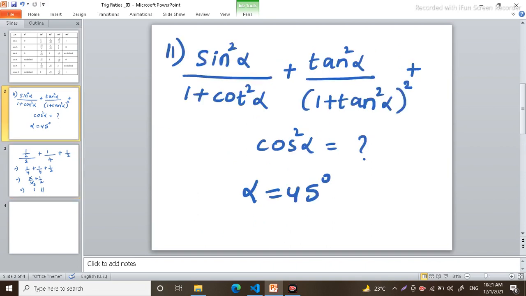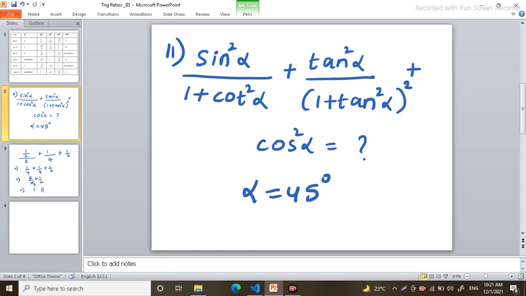I'll do a quick revision. This is the question. Here I took the alpha value as 45 because in the denominator tan and cot are there. Tan 45 value is 1. The calculation will be easy. Sin 45 is 1 by root 2. 1 by root 2 whole square is nothing but 1 by 2, divided by 1 plus 1, that is 2. Tan 45 is 1, divided by 1 plus 1 whole square, that is 2 square, that is 4.